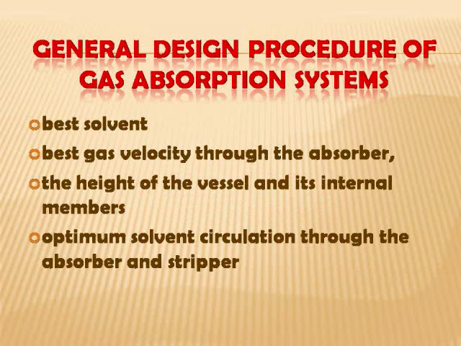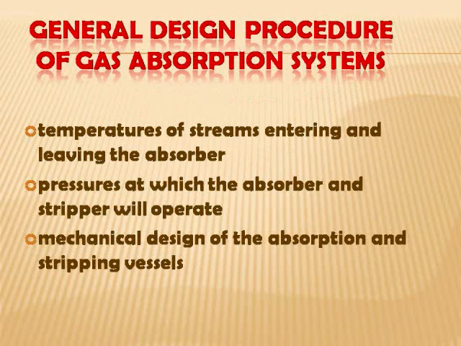There are different factors to consider in the general design procedure. Of course, we are required to determine the best solvent to use for the system. And then we also have the best gas velocity through the absorber, namely the vessel diameter. We should also determine the height of the vessel and its internal members, which is actually the height and type of packing or the number of contacting trays. One should also determine the optimum solvent circulation through the absorber and stripper.